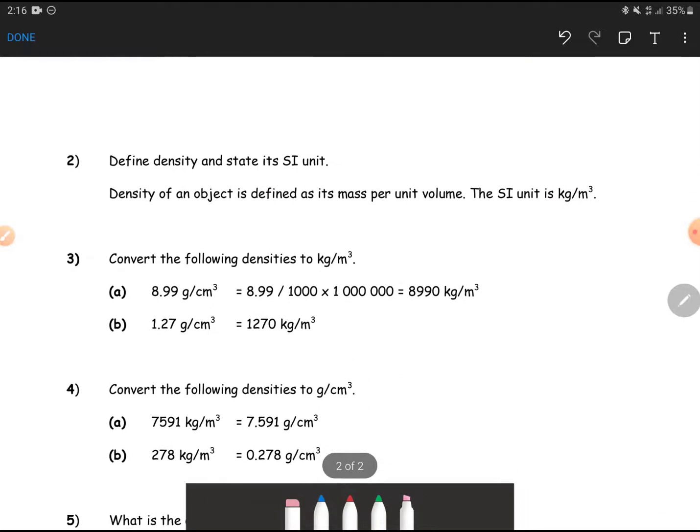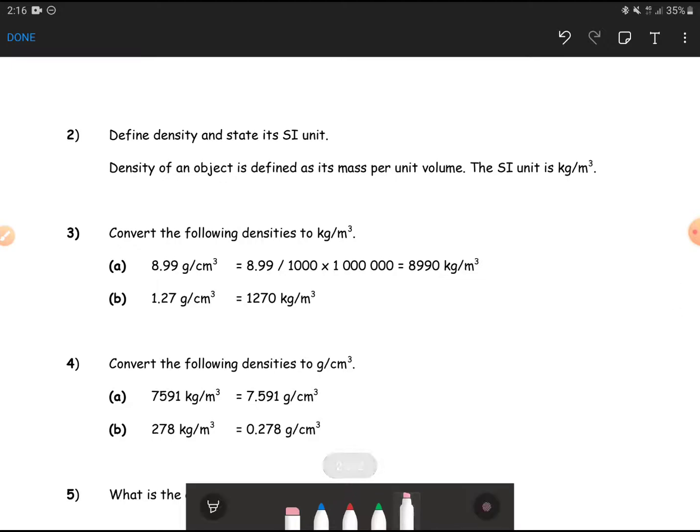Now moving on. So to define density and to state the SI unit. Density is defined as mass per unit volume, as you can see just now. And the SI unit is mass, which is kg, per volume. The SI unit for volume is meter cube. So that's why it's kg per meter cube. And in converting from gram to kg per meter cube, as you can see in 3a, let me just slow it down for you.